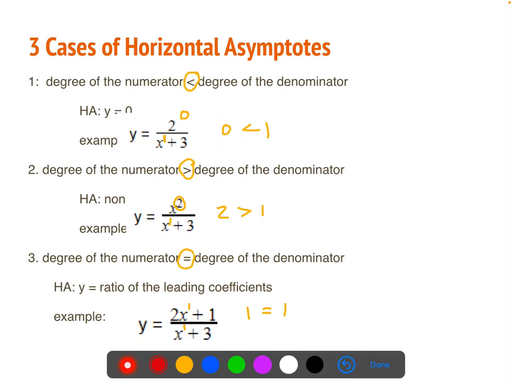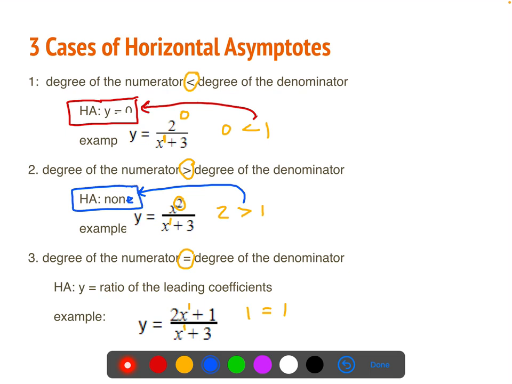Now, if it's the less than case, right here, then we automatically know that the HA is at y equals 0. If it's the greater than case, we know that there's automatically no HA. It's probably a slant asymptote, if anything.